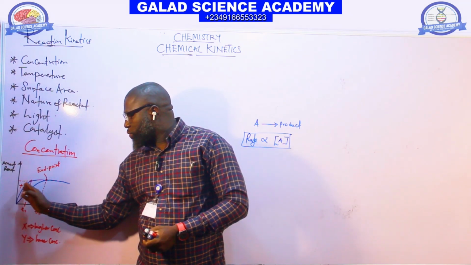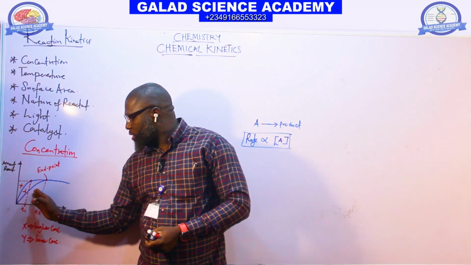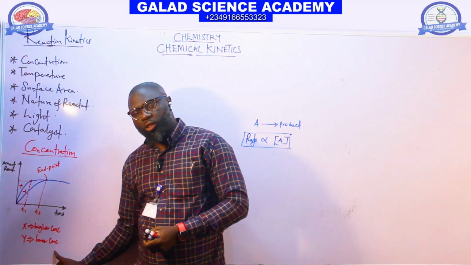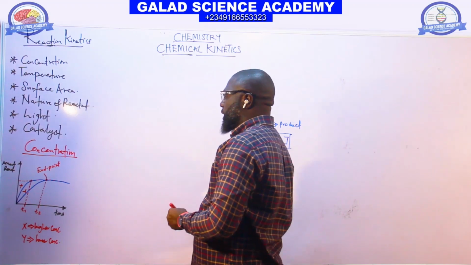So they can ask you which of the two curves is the reaction that will be slow. It will be Y. The lower the concentration, the lower the rate of chemical reaction. That's as per that.